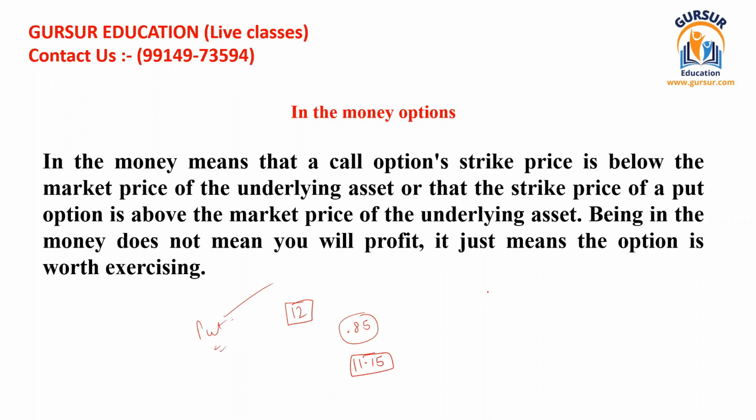In case I have made the bid that I shall be purchasing the Yes Bank at 12 rupee. Suppose the price comes to 13 rupee, but I have to purchase at 12 rupee. That means I am gaining 1 rupee. Then I shall be exercising my contract. And if the price comes down to 11 rupee, then obviously I shall be at a loss of 1 rupee. Then I shall not exercise my contract. So this is known as in the money position.